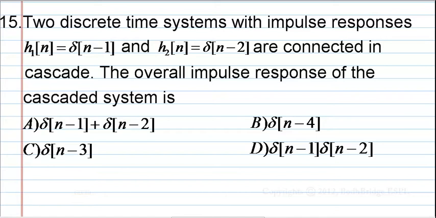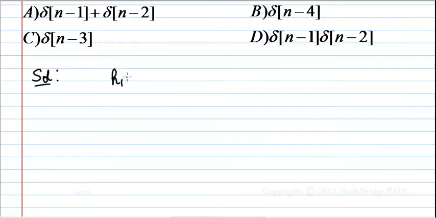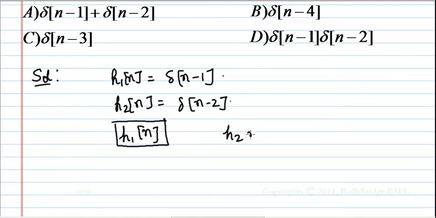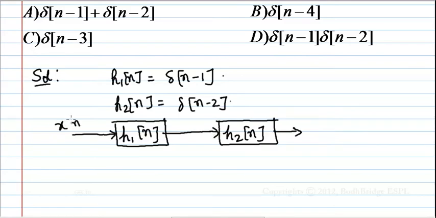Now, we will see the solution to this question. Given that h1[n] is δ[n-1] and h2[n] is δ[n-2], and it is given that both systems h1[n] and h2[n] are in cascade, that is, they are in side by side blocks, where the input is x[n] and the output is y[n].